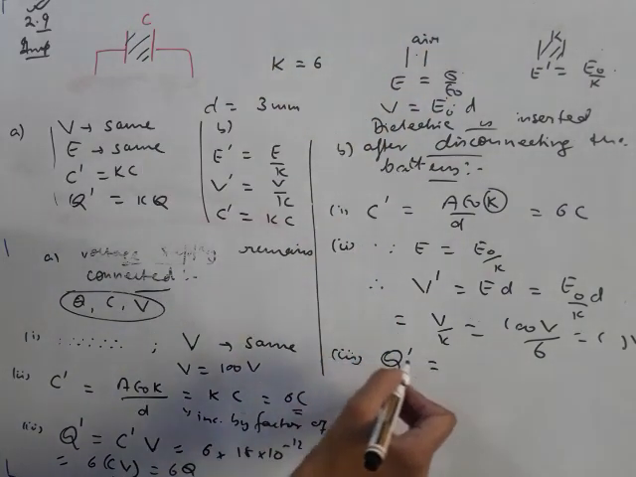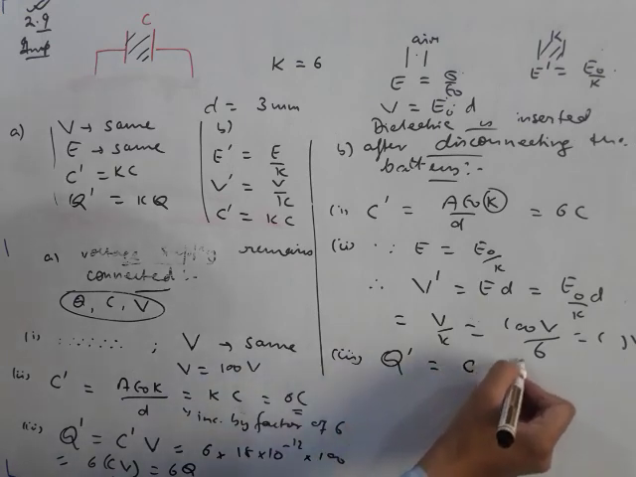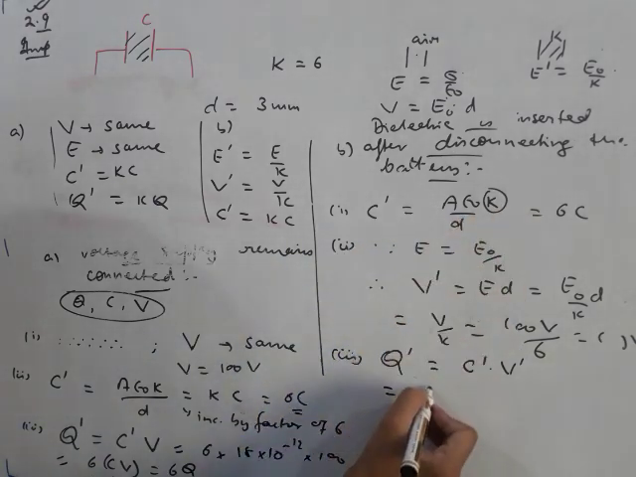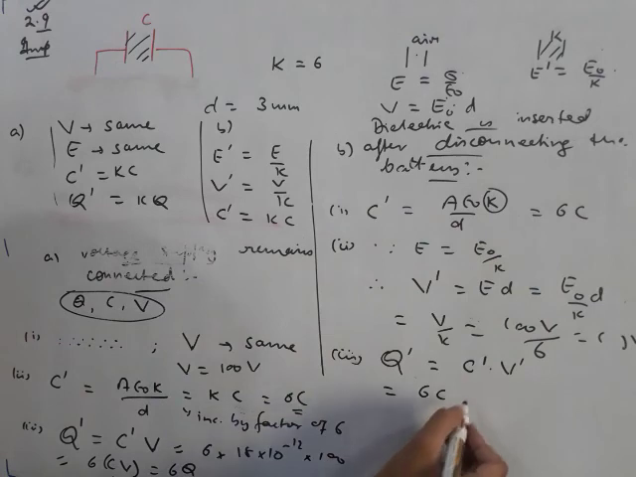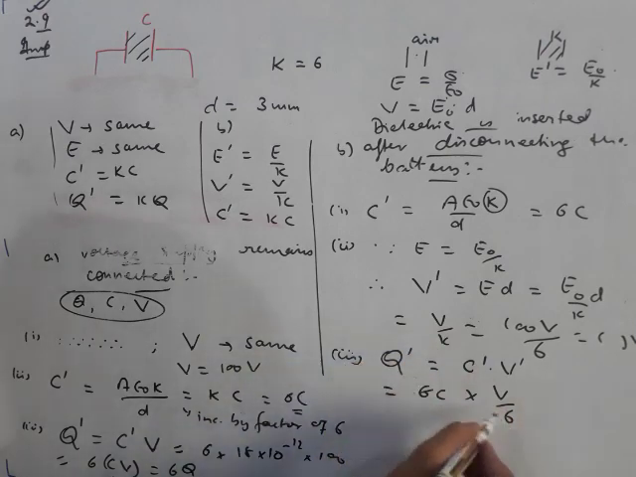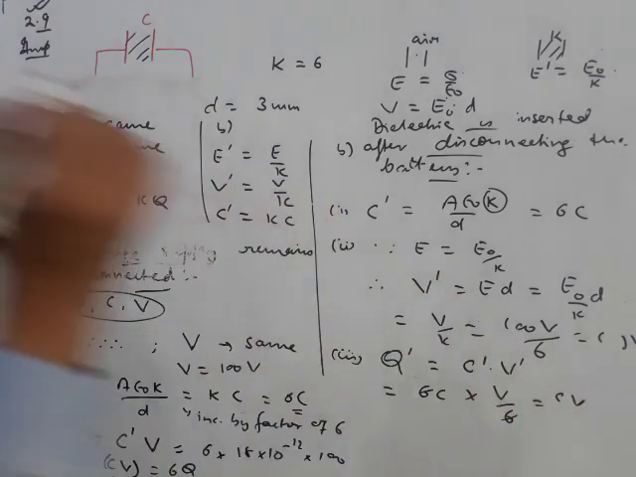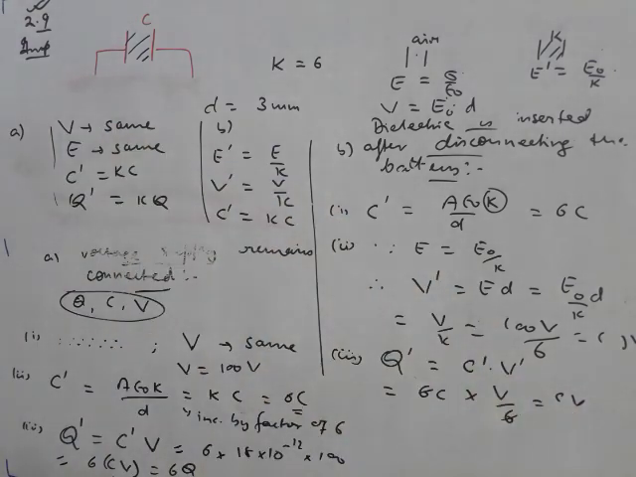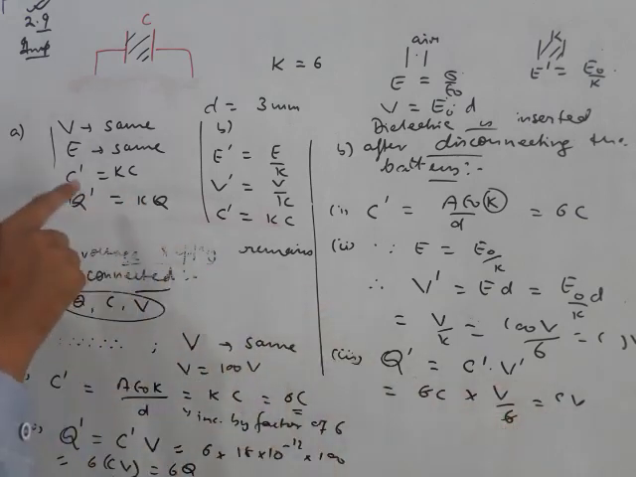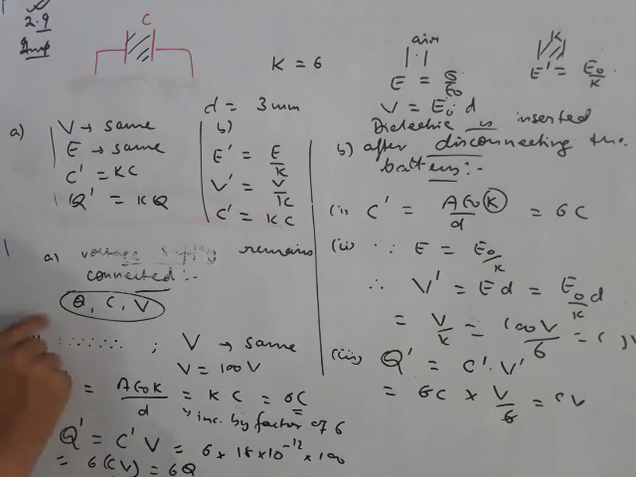So the new charge on the capacitor is new capacitance times new potential difference, C dash times V dash. What is new capacitance? New capacitance is 6 times C. And what is new potential difference? V dash is V upon K. What is K? 6. So 6 will cancel. We get C times V. C is original capacitance, V is original potential difference. So C times V will give you the original charge which we had got in 2.8.